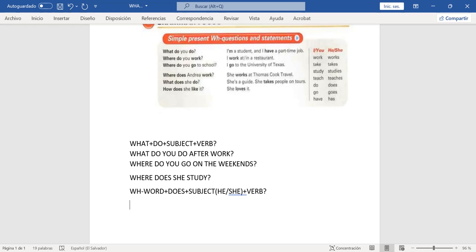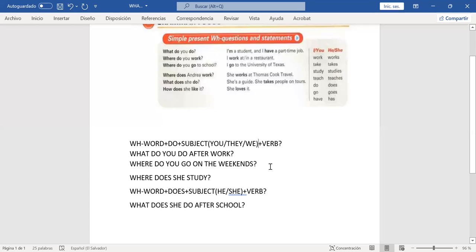Another example: What does she do after school? And we have another example. Remember, WH word. In the subject, we can use you, they, or we. Next, the verb, then the complement.